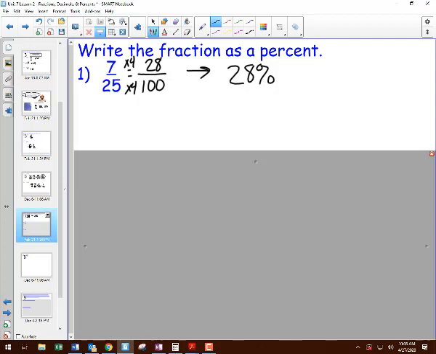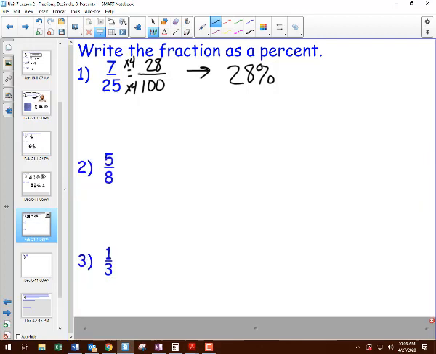Okay? It doesn't always work out nice and neat. As we look at number 2 here, 5 over 8. 8 to 100, that's not such an easy transition. So what I might do is go to the decimal point first. I'm going to go 5 divided by 8. You punch that in on a handy dandy calculator, you should get 0.625.